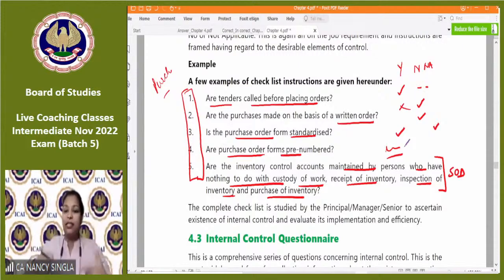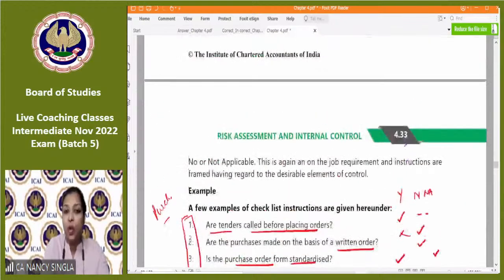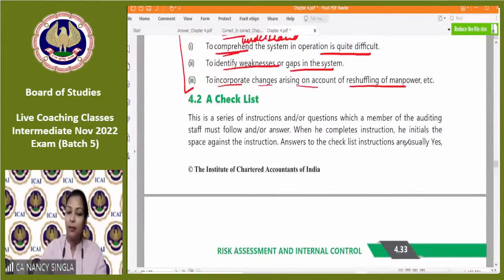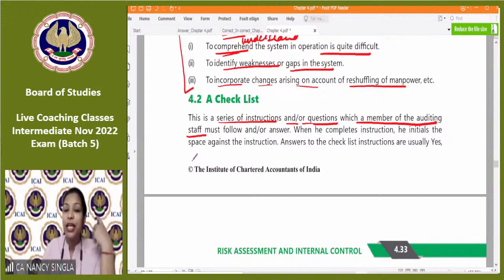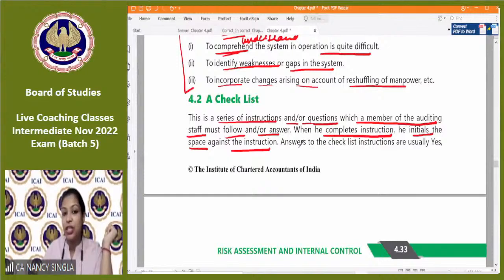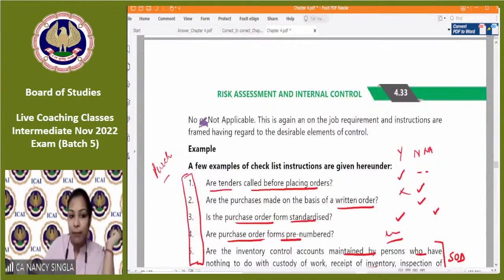So check the list which is given. Okay? It is to be filled by who? By one of the auditing staffs, whoever is looking at the process. So it is a series of instructions and or questions which a member of the auditing staff, you may get a question that a checklist is to be filled by the client. No, it is to be filled by whom? The auditing staff must follow or answer. When he completes the instruction, he initials the space against the instruction. Answers are usually yes, no, or not applicable.